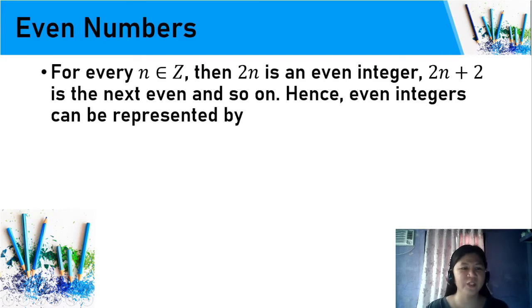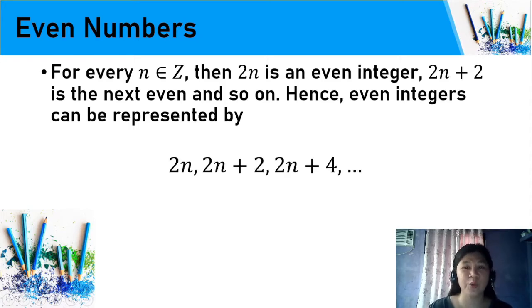For even integers, for every n element of Z, so that means n is any integer, then 2n is an even integer, 2n plus 2 is the next even, and so on. Hence, even integers can be represented by 2n, 2n plus 2, 2n plus 4, 2n plus 6, and so on and so forth. The three dots here represent that this series is continuous.